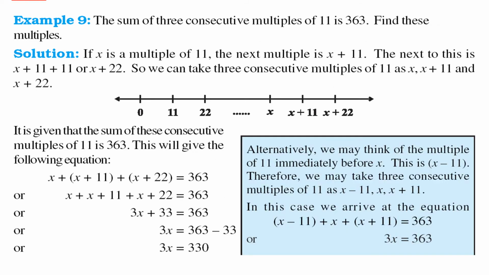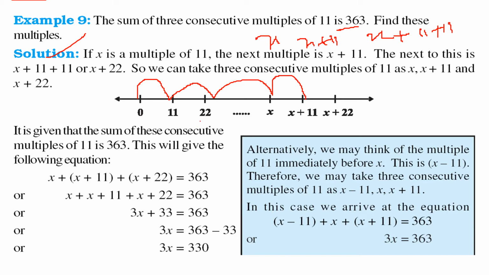The sum of 3 consecutive multiples of 11 is 363. Find these multiples. How to find this? Say one is x, the other has to be x plus 11 because it is a multiple of 11. The next one has to be x plus 11 plus 11, that is x plus 22. So this is how we start with 0, 11, 22, x plus 11, x plus 22, because the differences are 11 only.